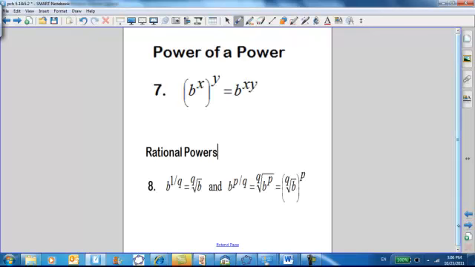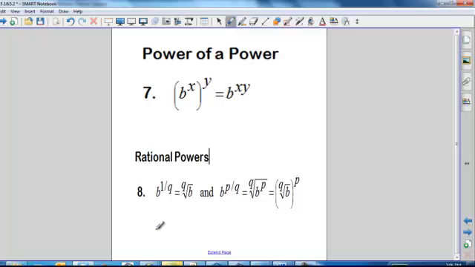There's power of a power and rational powers. Any radical can be written as a fractional power. The square root of x is x to the 1/2. The cube root of x is x to the 1/3.